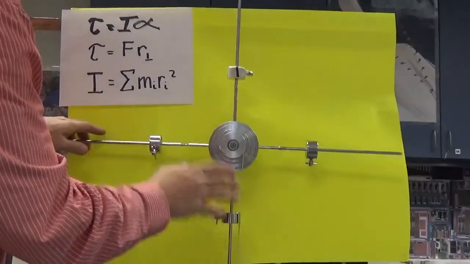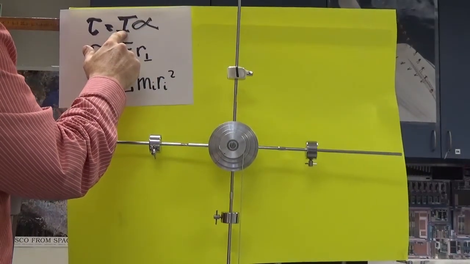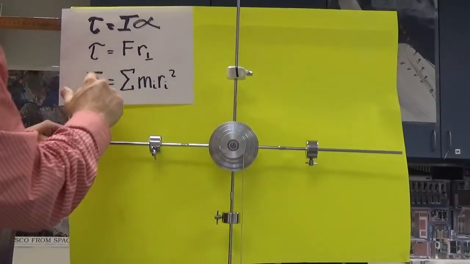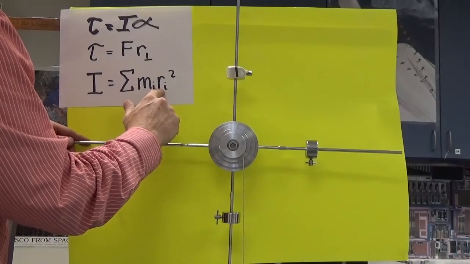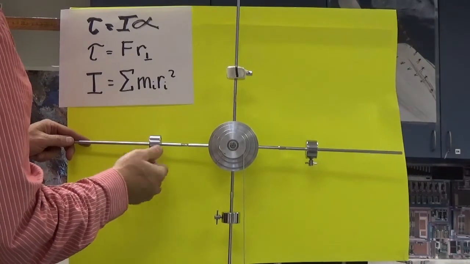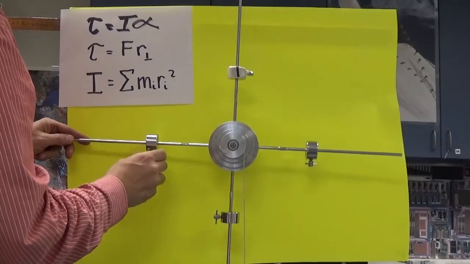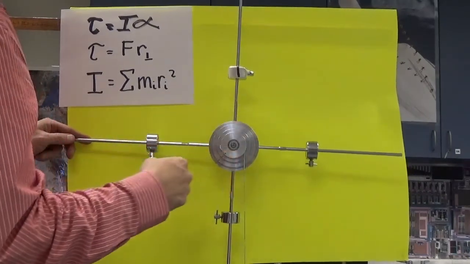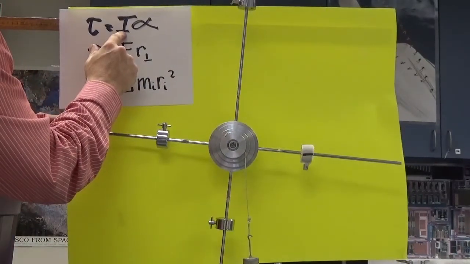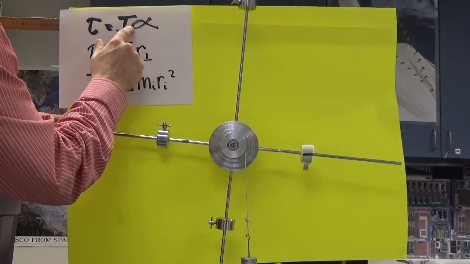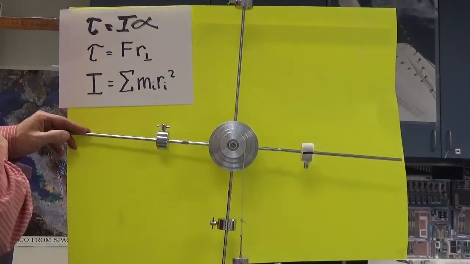How much it accelerates depends on the torque, but it also depends on the moment of inertia. And I know moment of inertia is determined by not only how much mass there is, but how far the mass is from the axis of rotation. These masses here are adjustable. I can loosen them and adjust how far away they are from the axis of rotation. In other words, I can change the moment of inertia of this object. So if moment of inertia goes up, that means alpha will go down, and vice versa. If moment of inertia goes down, alpha will go up. Let's see this in an experiment.